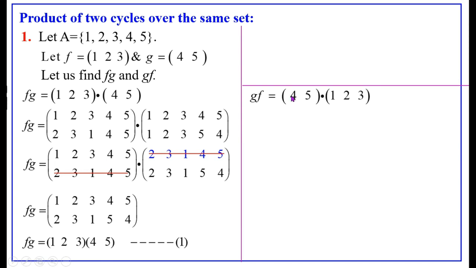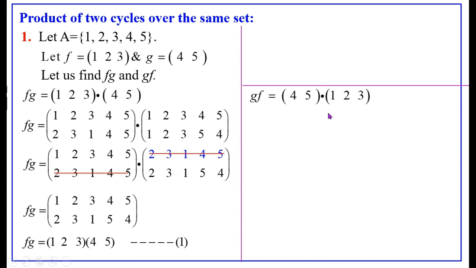In the first cycle, we have 4 and 5. Therefore, the first three elements, namely 1, 2, 3, have the same image: 1 goes to 1, 2 goes to 2, 3 goes to 3, whereas 4 goes to 5, 5 goes to 4. Similarly, in the second cycle, we have elements 1, 2, 3. That is, 1 goes to 2, 2 goes to 3, 3 goes to 1, and 4 and 5 are missing. Therefore, those two are identity: 4 goes to 4, 5 goes to 5. That is, the image of 4 is 4, the image of 5 is 5.